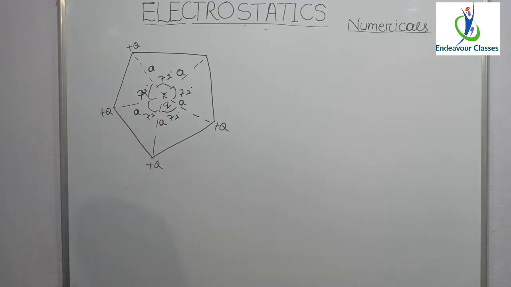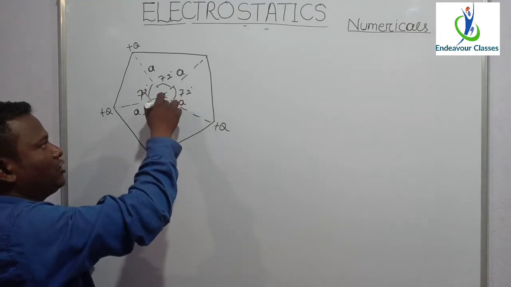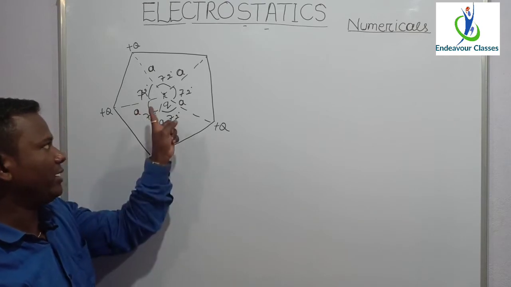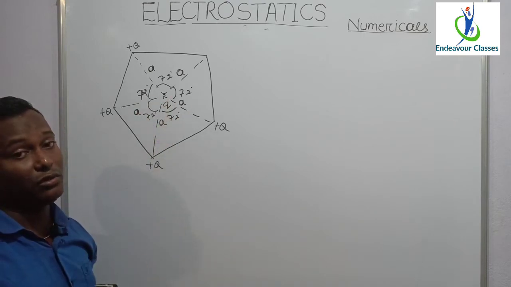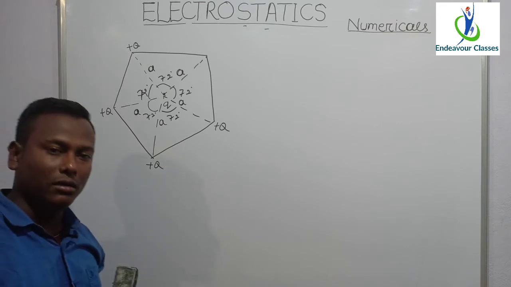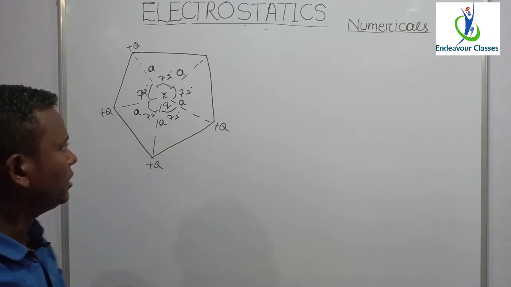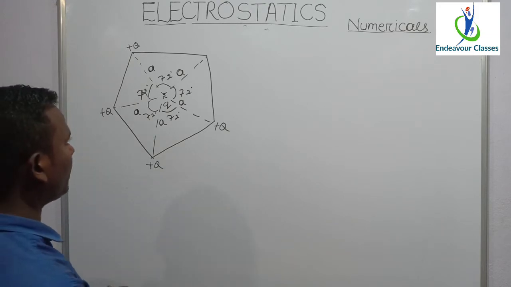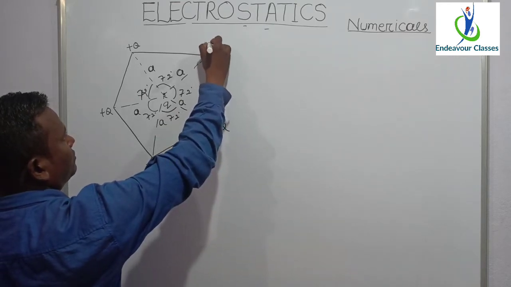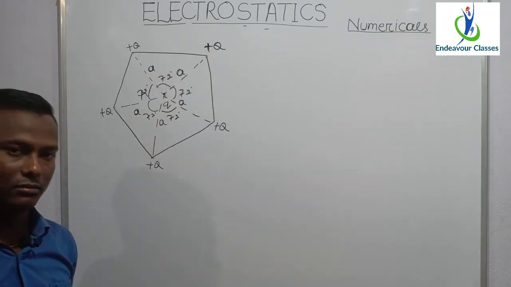But if we find all the forces acting on the charged particle q, and then find the resultant of all these forces to get the net force on q, the process will be too clumsy here. So there are 2 easy ways in which this problem can be dealt with. You see, imagine another plus q at the fifth corner of this pentagon.